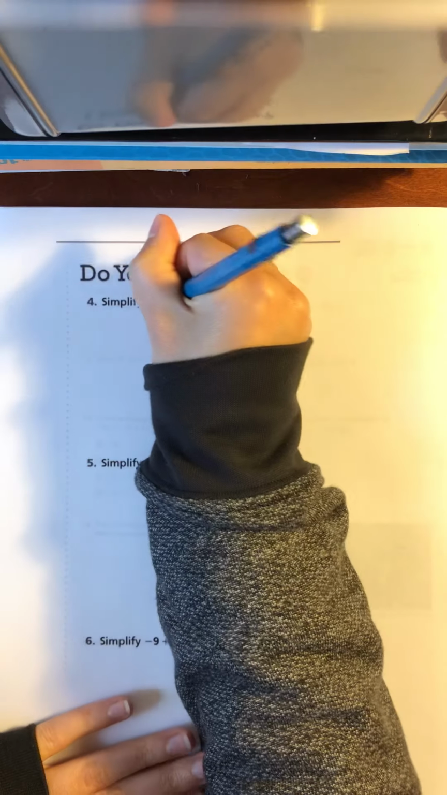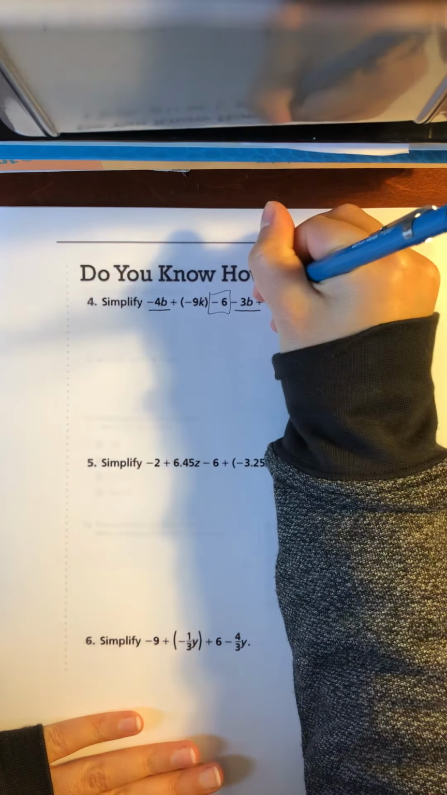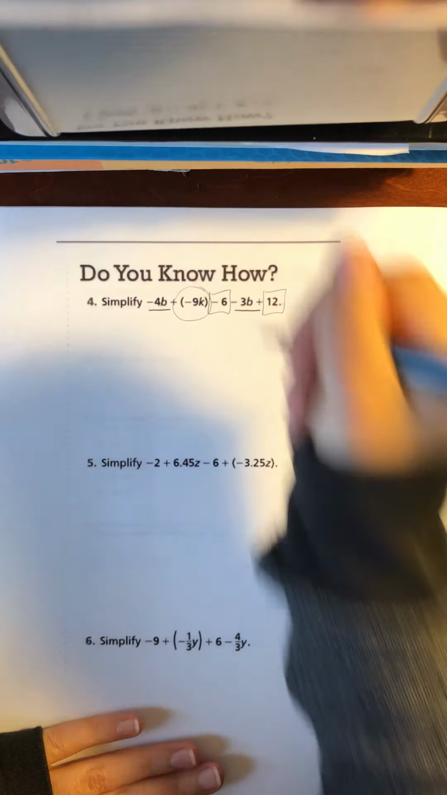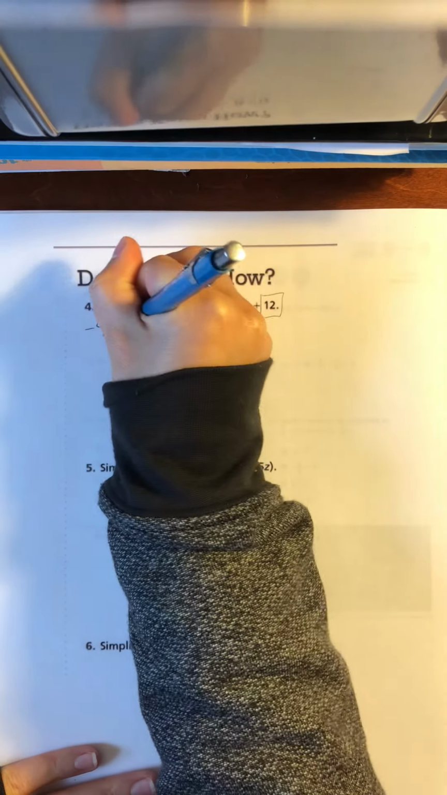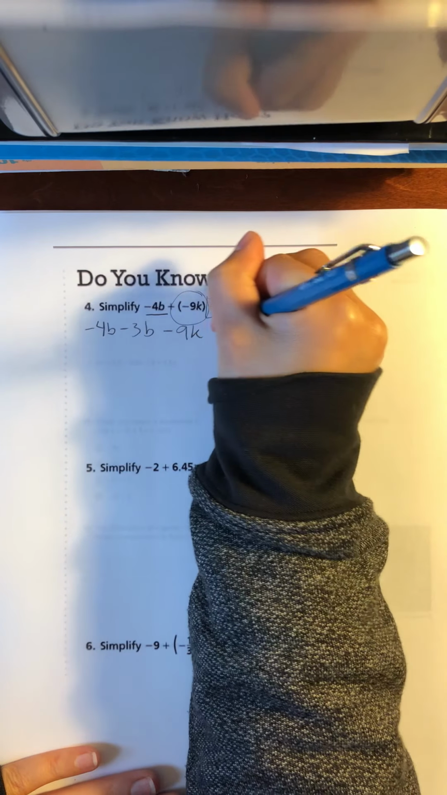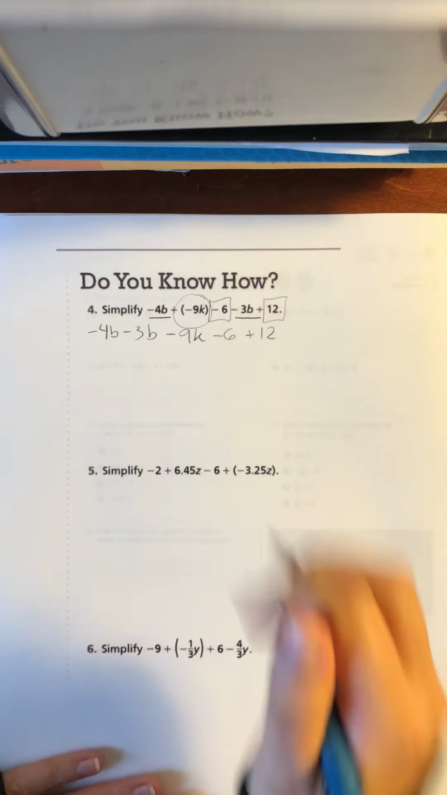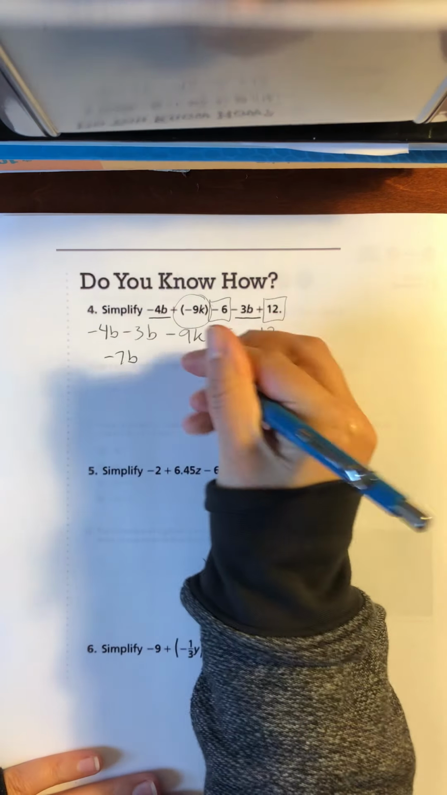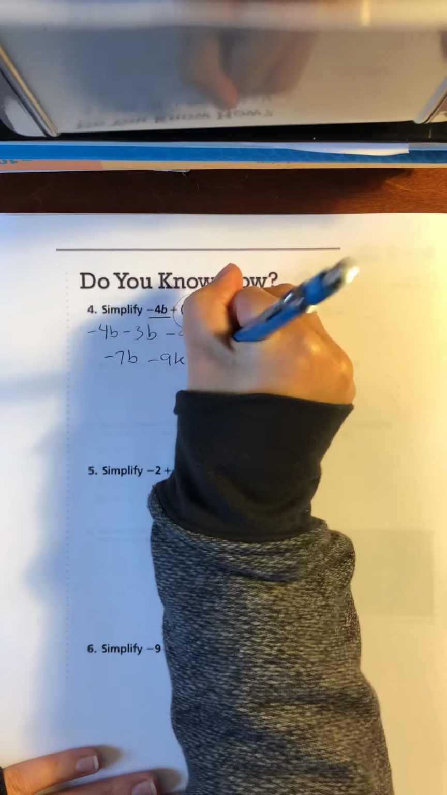All right, next question. Like terms, we have negative 4b and negative 3b. We have negative 6 and positive 12. And then we have negative 9k by itself. So negative 4b minus 3b minus 9k minus 6 plus 12. Negative 4b minus 3b is negative 7b. Negative 9k, negative 6 plus 12 is positive 6.